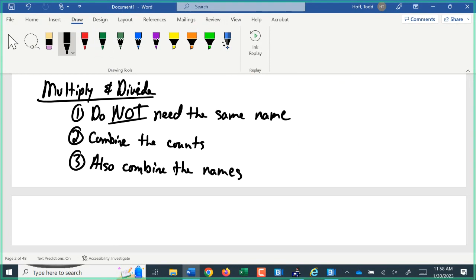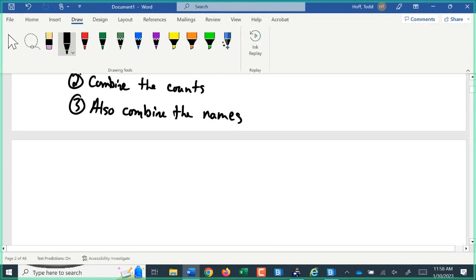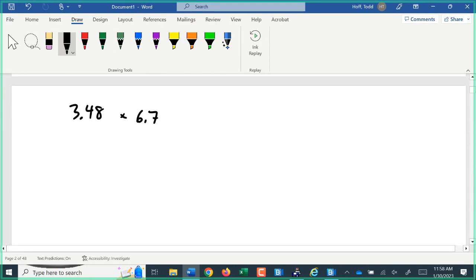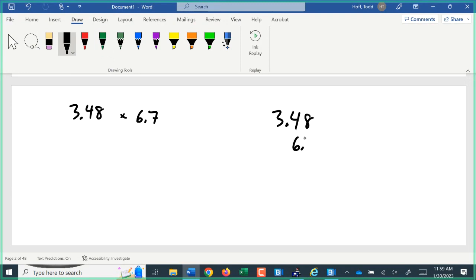Now you might be getting sick of hearing these rules laid out over and over again, but we are going to see them in other forms of numbers we're going to run into. They're going to keep following these same set of rules. So let's take a look at a basic decimal multiplication. 3.48 times 6.7. We didn't really do a lot of long multiplication with whole numbers, so this would be a good practice just to make sure we have one good solid long multiplication under our belt. So 3.48, 6.7.